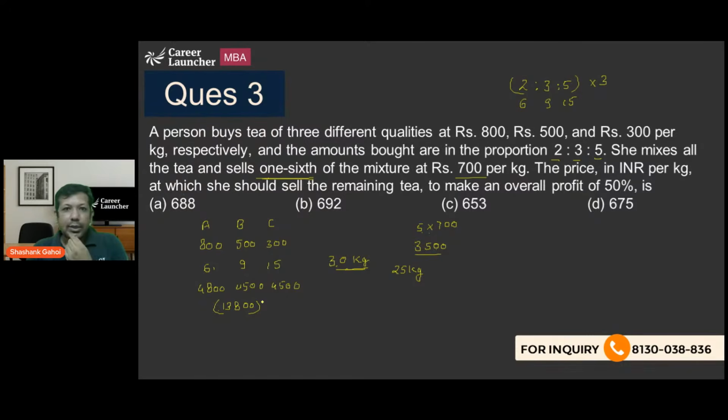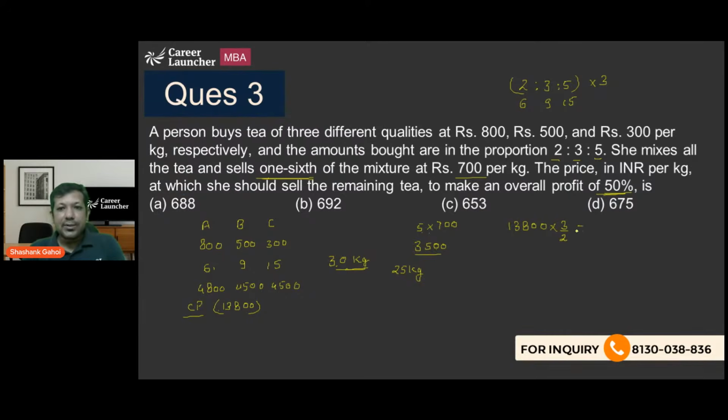Okay, I think I made a mistake somewhere here. Okay, so that is not the selling price. That is the total cost price. Now, what does this question say? At what price he needs to sell to make a profit of 50%. Okay. So basically, what is his total cost price? That is equal to 13,800. He wants to make a profit of 50%. So his selling price should be this.